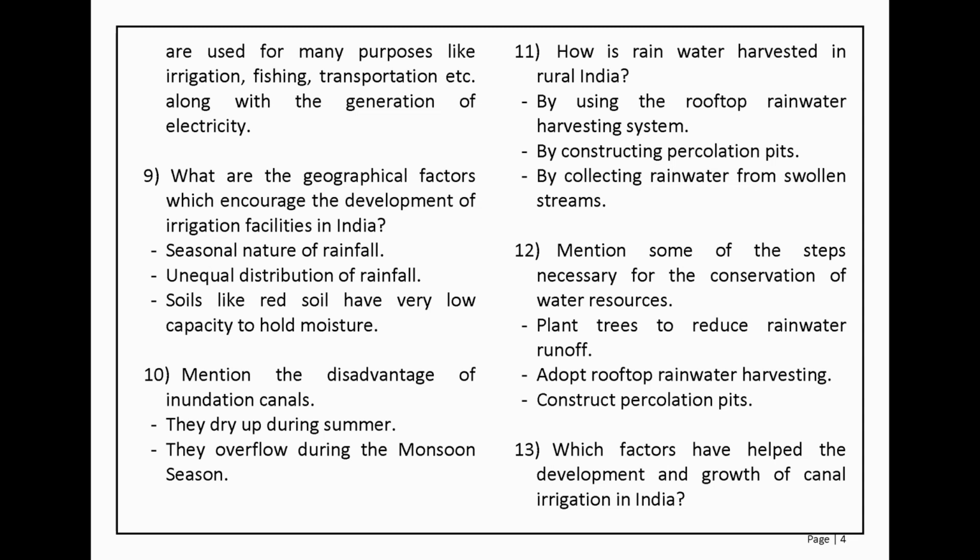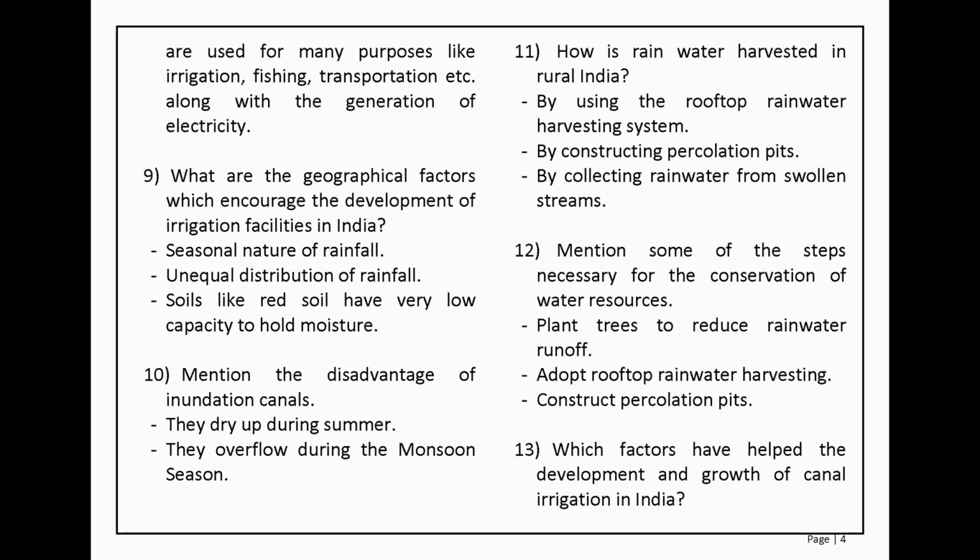What are the geographical factors which encourage the development of irrigation facilities in India? Seasonal nature of rainfall. Unequal distribution of rainfall. Soils like red soil have very low capacity to hold moisture. Mention the disadvantage of inundation canals. They dry up during summer. They overflow during the monsoon season.